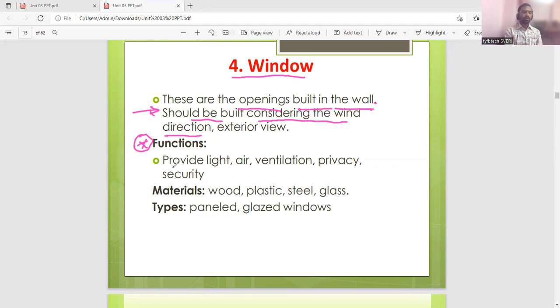Then function of the window. Provide light, air, ventilation, privacy, security. Then materials. Windows are made up of wood material, plastic, steel, glass.